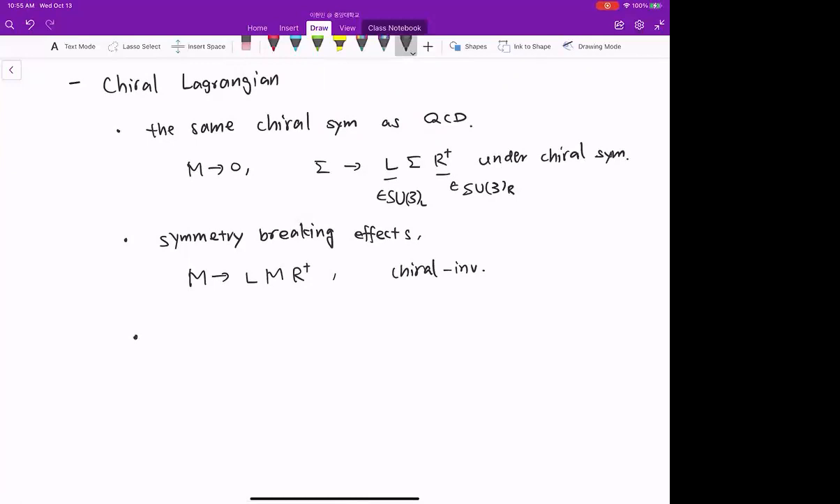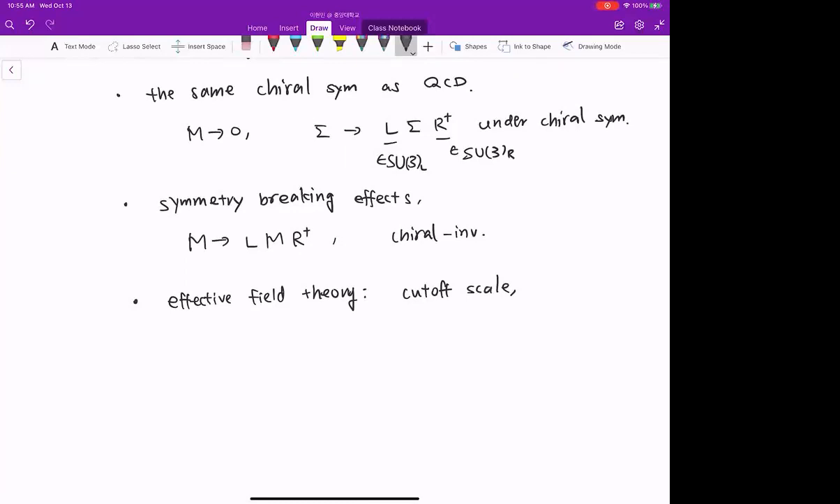And also this chiral Lagrangian is an effective Lagrangian, and an effective theory has a limitation. There is a cutoff scale. You can think of this as the maximum energy scale up to which our description is valid. That cutoff scale is of the order of 1 GeV. This corresponds to the fact that we are ignoring some states that are also present.